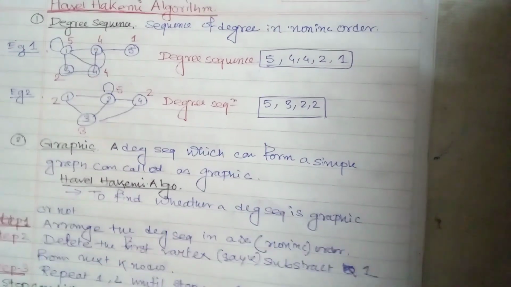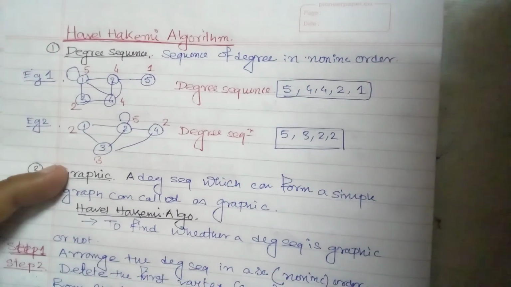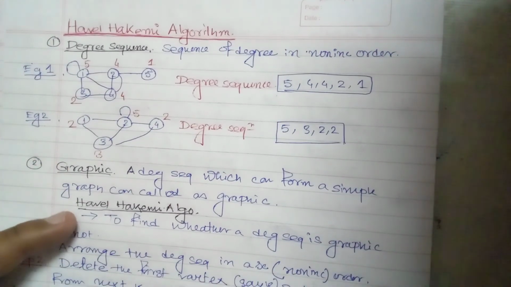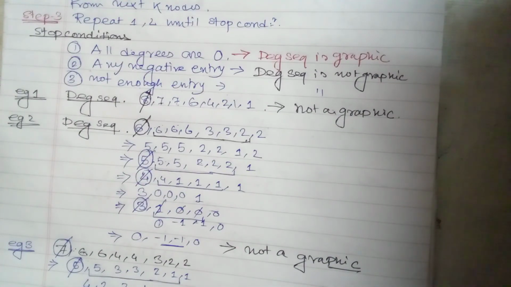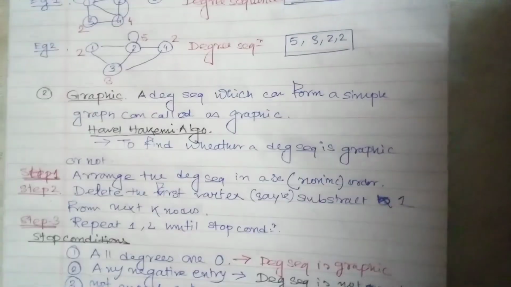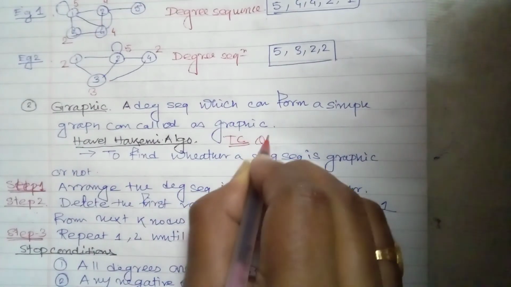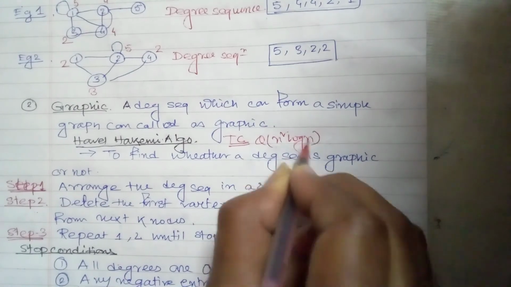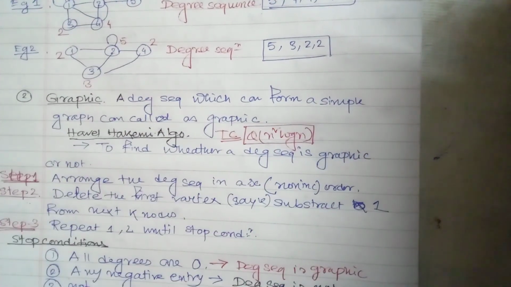I'll recap what we have discussed until now: what is a degree sequence, what is graphic, then the Havel-Hakimi algorithm. We went step by step and gave 3 examples. And one small thing, not very important: the time complexity of this algorithm is theta of n square log n. When I do the video on algorithms, I will discuss how this is n square log n.